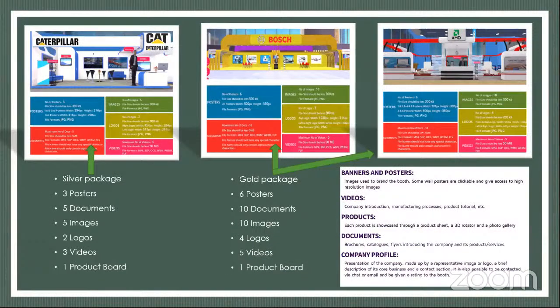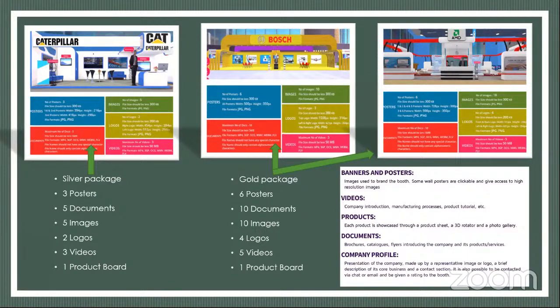Now, these are the booth designs we chose. We chose one for the silver package, and then we took 2 designs for the gold package. As I'd mentioned before, the silver package gets 3 posters, 5 documents, 5 images, 2 logos, 3 videos, and we had included a product board. What the product board allows you to do is display different things. For example, Schlumberger might want to display some of the wellheads and stuff like that. That's what you would do on your product board. You can showcase anything key that is not proprietary that you would like to share with others.